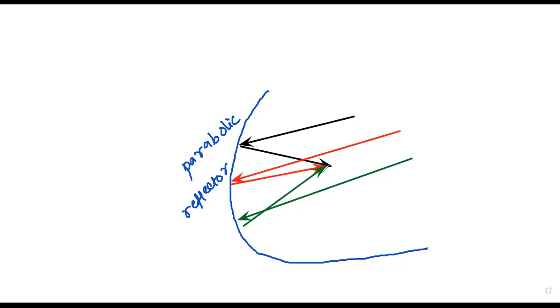So that would be the focus. All the reflecting points will emerge at one single point. You can call such a point the focus. So this is going to be the focus of the parabola.